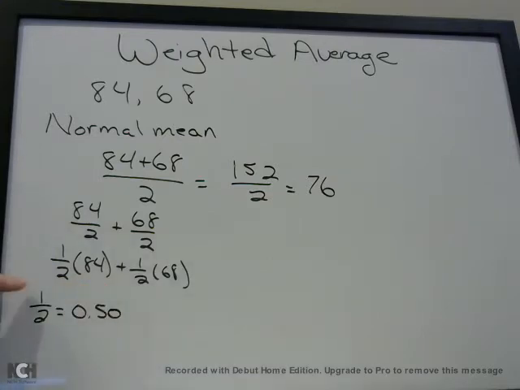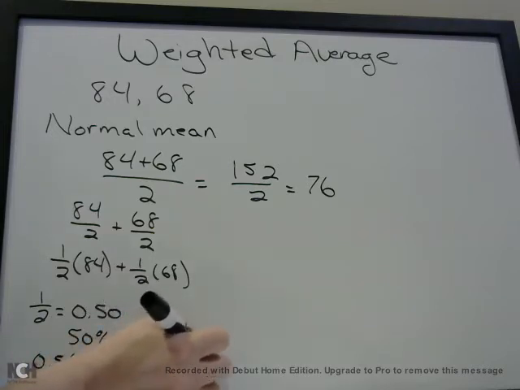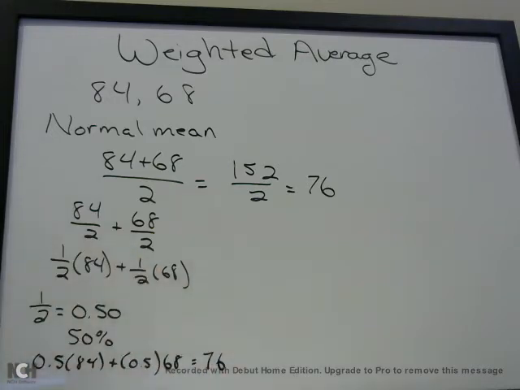But 1/2 is just 1 divided by 2, and that equals 0.5. To write this as a percentage, it is 50%. Again, watch the video if you don't know that. But mathematically, we can write 0.5 times 84 plus 0.5 times 68. And if you plug that into your calculator, you're going to get 76.